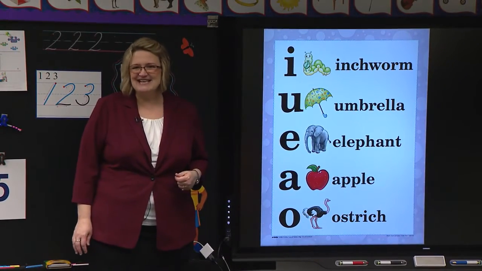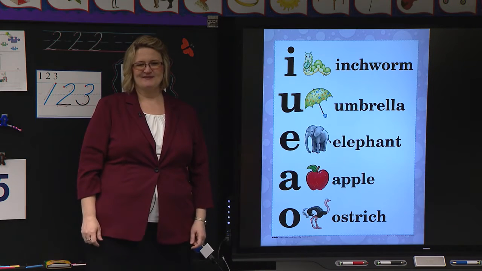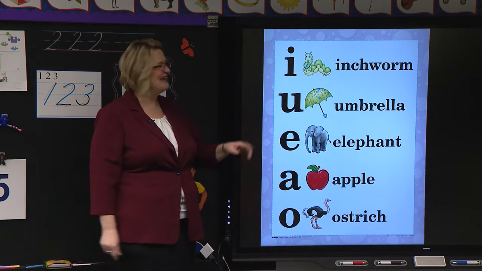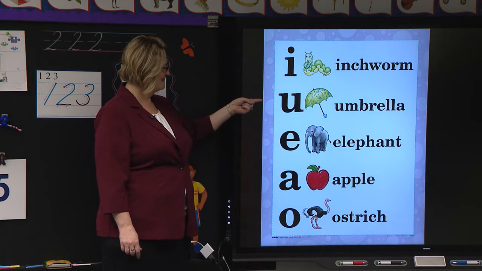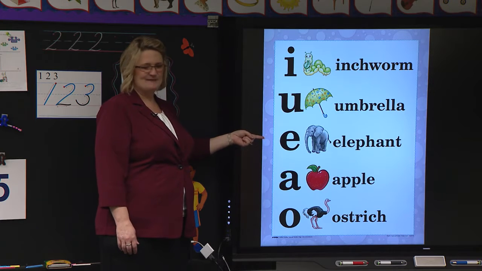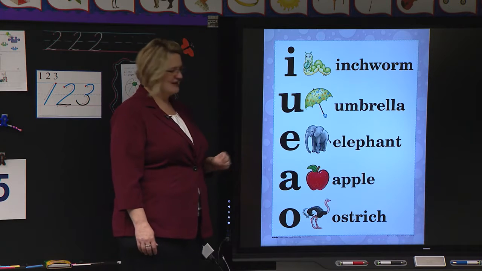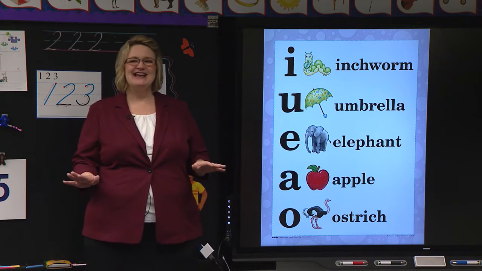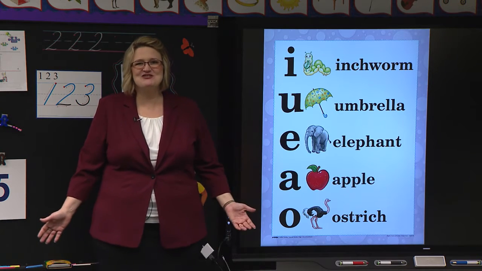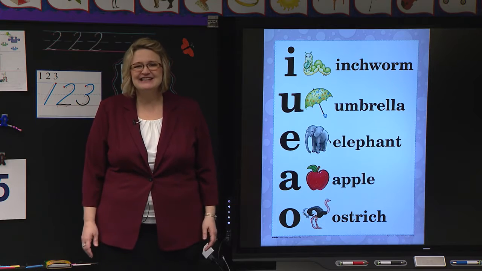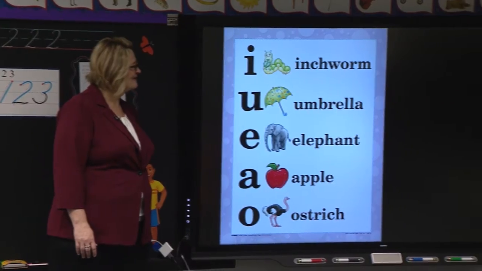You say what I say. You say what I say. Hoo, hoo, hoo. I just wanted to see if you were awake, if you were with me. Inchworm. Umbrella. Elephant. Apple. Ostrich. How many, I'm going to trick someone, how many vowels do we have? 5. We have 500? 5 million? How many do we have? 5. Let's see if we can put our vowels in order.